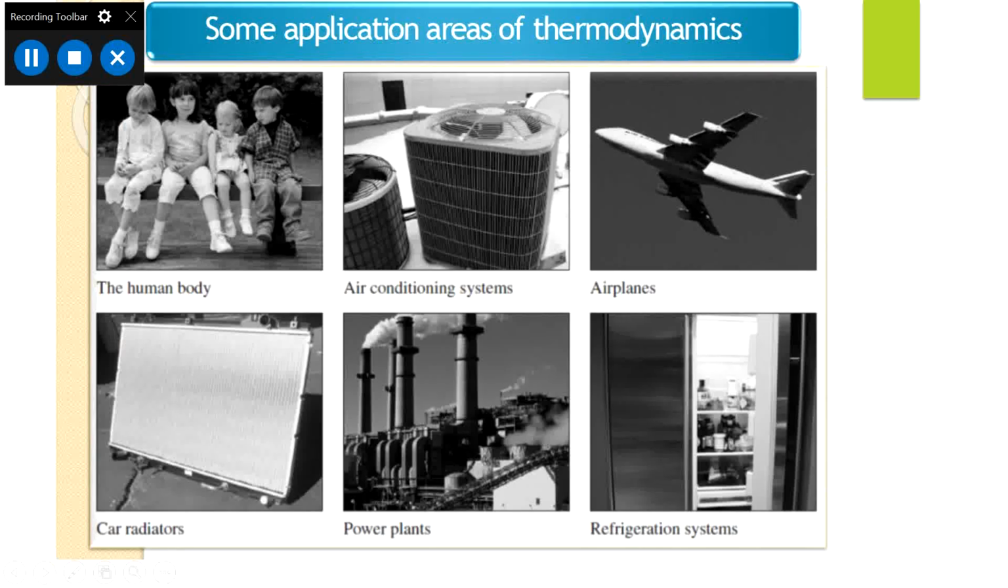And I already said that the human body is an example of a thermodynamic system, and we can use thermodynamics in air conditioning systems, airplanes, car radiators, power plants, refrigeration systems, etc. So these are all work and thermal energy transfer systems. Whenever there is work energy transfer or heat energy transfer, we can apply thermodynamics laws to those areas.